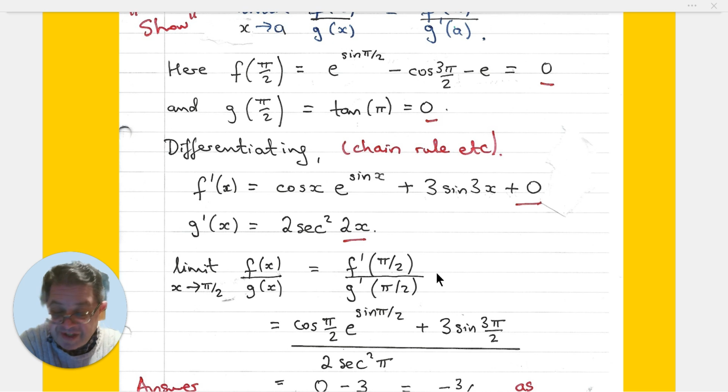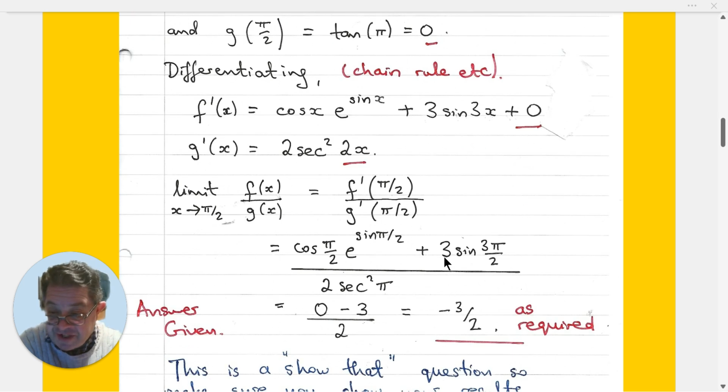It's a "show that" question, so make sure we show the details of pi over 2 being substituted into the correct expressions. So cos of pi over 2 e^(sin pi over 2), add 3 sin 3 pi over 2, divided by 2 sec squared of pi, which is 0 take 3 over 2, which is minus 3 over 2 as required. An accessible question.